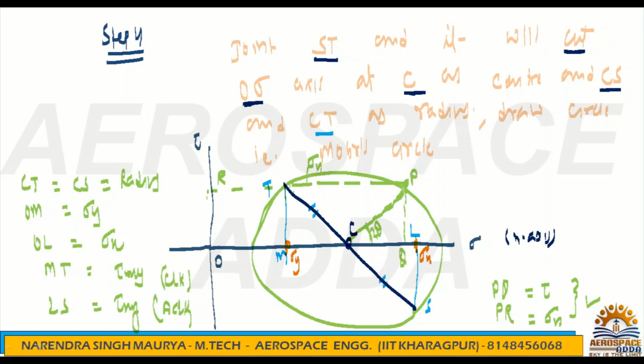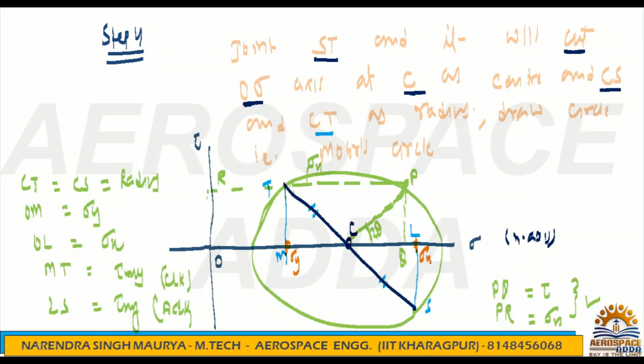So when you are cutting the circle, you will get point P. Draw the perpendicular, so PQ you will get. This PQ is just parallel to tau, and that will give the shear stress on the oblique plane, and the horizontal x-axis will give the normal stress.